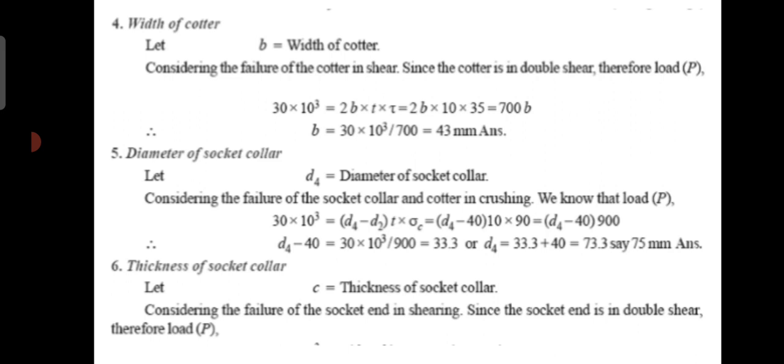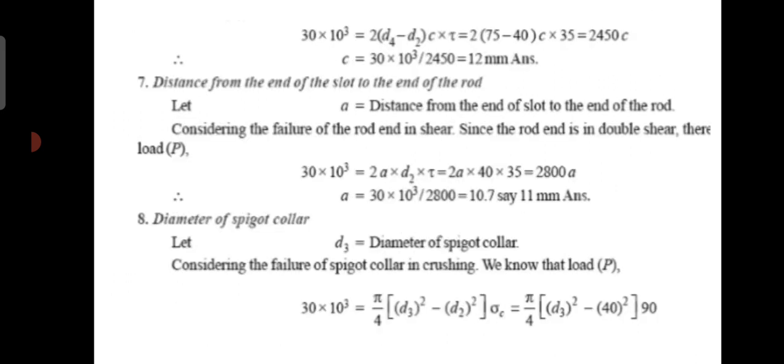Then we are going to find the thickness of the socket collar. Let small c equal the thickness of the socket collar. The suitable formula is P equals 2 into (d4 minus d2) into c into tau, that is 2 into (75 minus 40) into c into 35. Finally we can find c equal to 30 into 10 to the power 3 divided by 2450, that is equal to 12 millimeter. c equal to 12 millimeter.